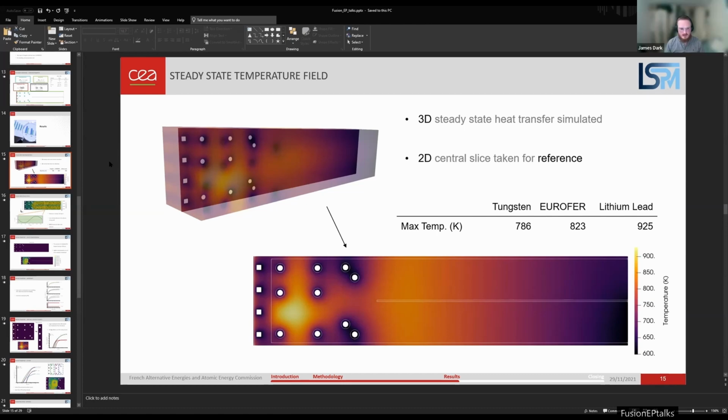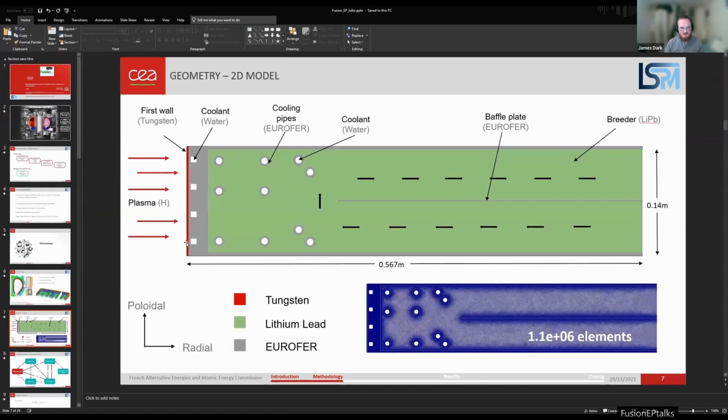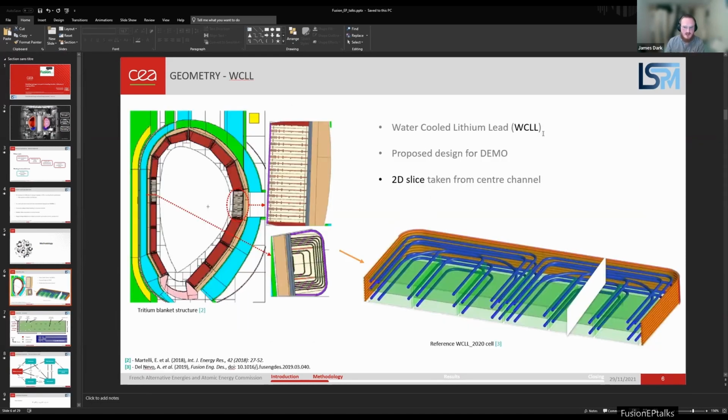I mean, theoretically, we can use any kind of geometry, because this is one of the proposed designs for DEMO, the WCLL design. But I know obviously there's more. There's the helium-cooled designs as well as the other water-cooled ones, the pebble beds. And so theoretically, we can apply the same method to any design really, and more than just DEMO as well.